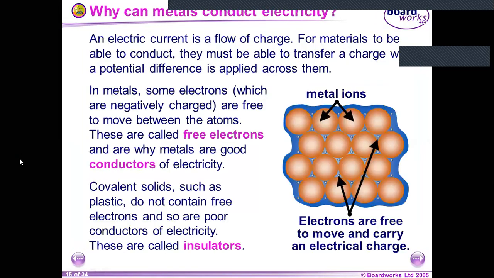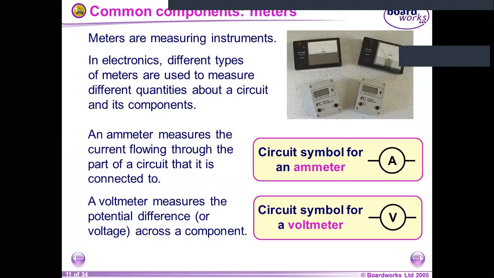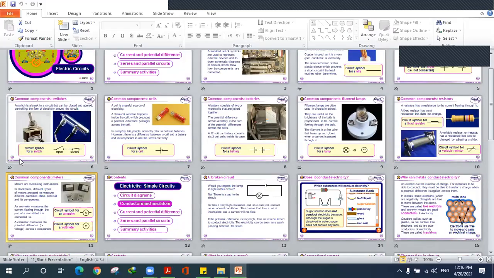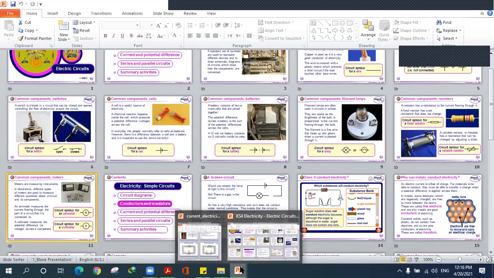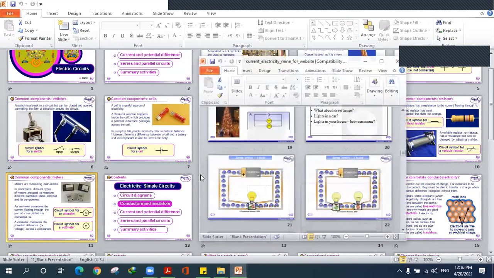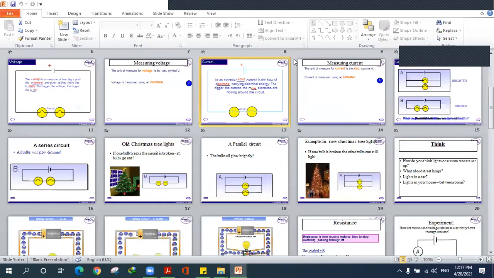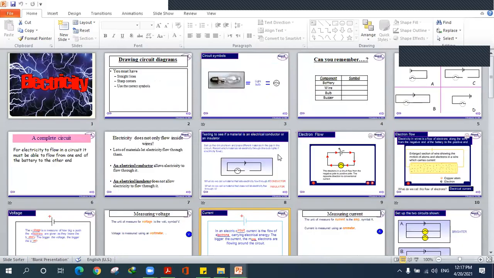So we have different materials. So now we know that we have conductors and insulators. Conductors are the materials that allow electricity to move through them, while insulators don't allow electricity to move through them. Okay? Do you get it now? Do you get the difference?